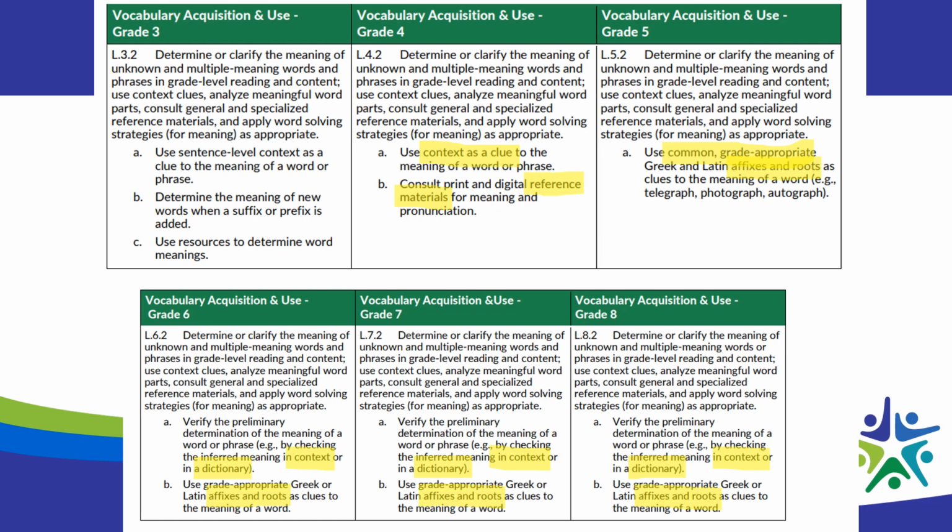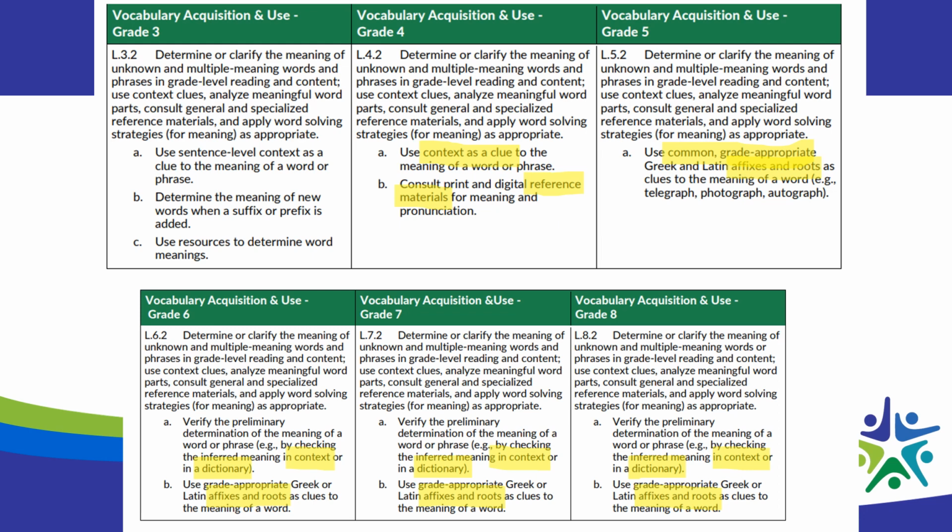And so when I look at that language standard, I can see that for both 7th and 8th grade, they need to determine and clarify the meaning of unknown and multiple meaning words or phrases in grade level reading and content. They need to be able to use context clues and analyze meaningful word parts and reference materials as needed. And then if I look at the A and B, I can see that they're pretty similar between 6th and 7th grade. And I can also see that they should be using those Greek or Latin affixes and roots as clues to the meanings of words.